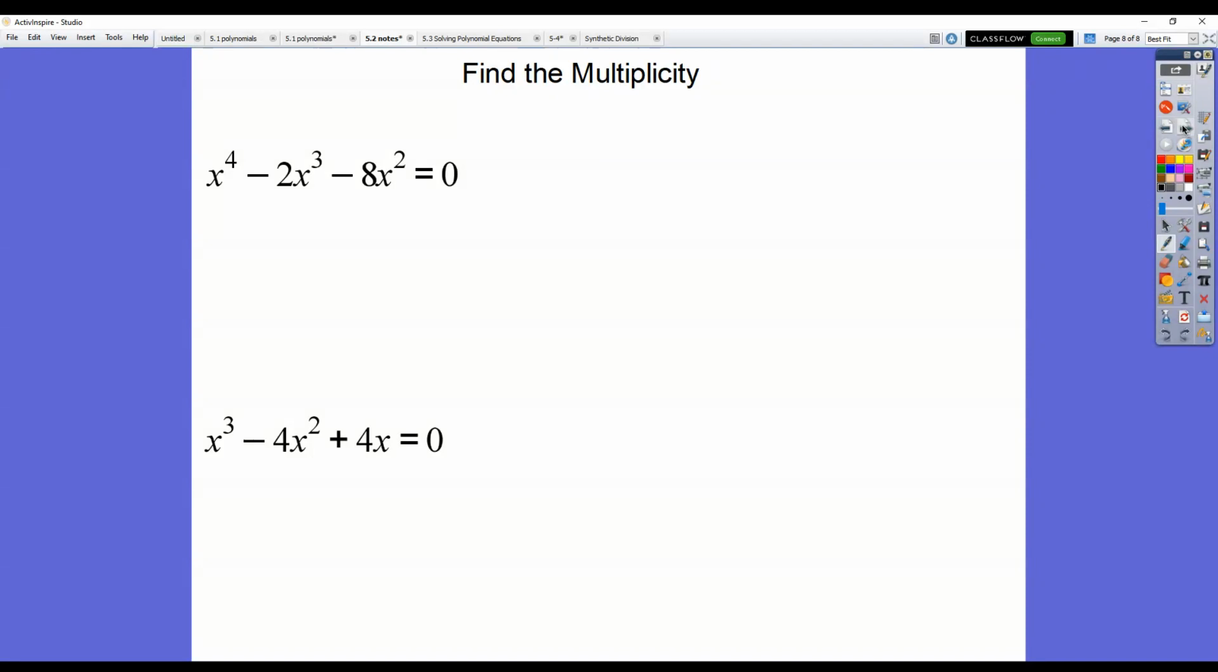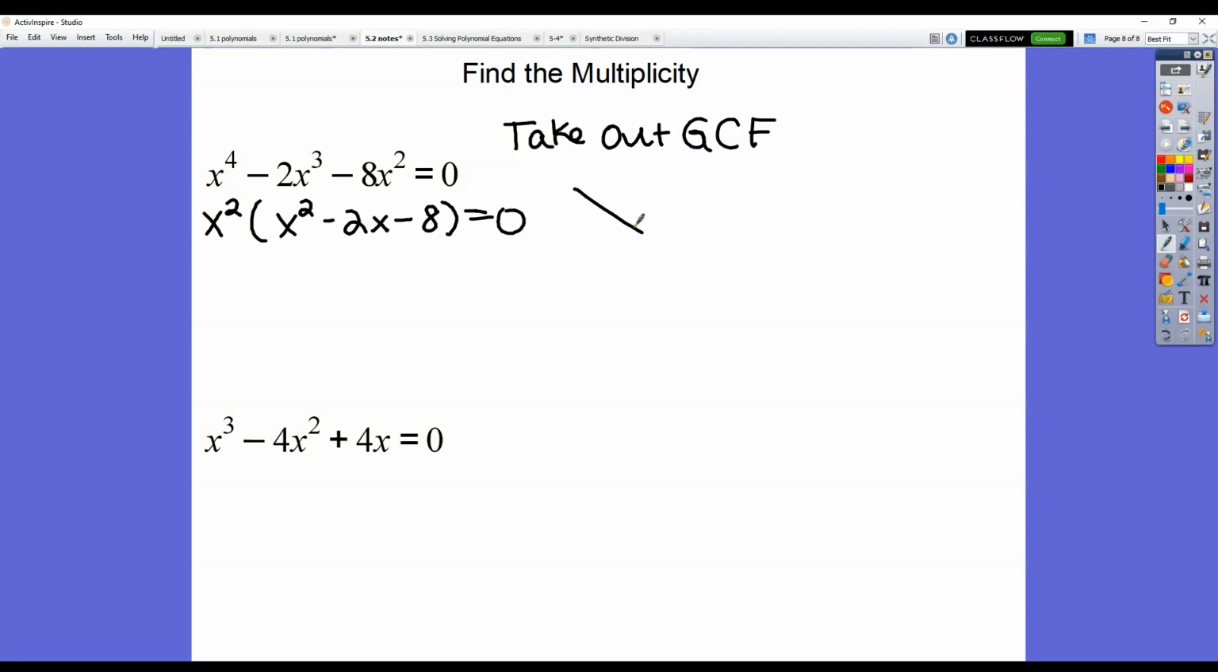So, take out the greatest common factor first. Greatest common factor here, they both have at least an x squared. Then what multiplies to negative 8 and adds to negative 2? 1 and 8, 2 and 4. So that'd be negative 4 and 2.